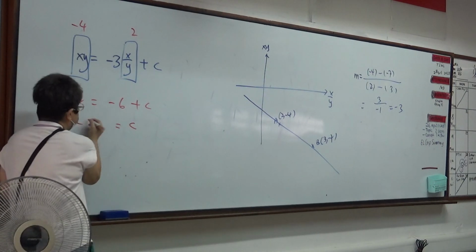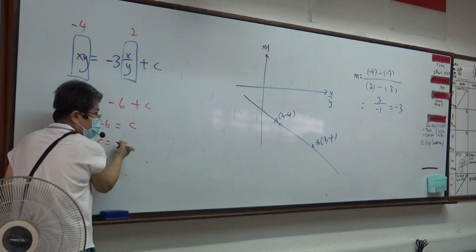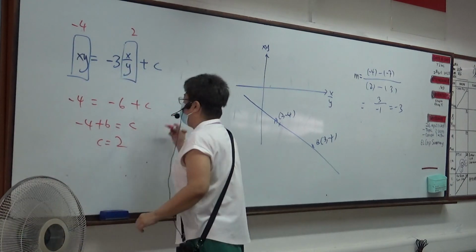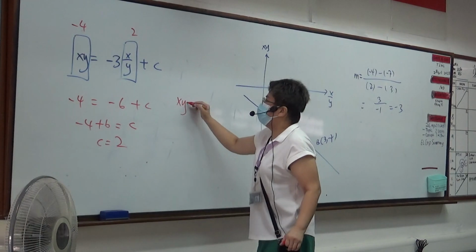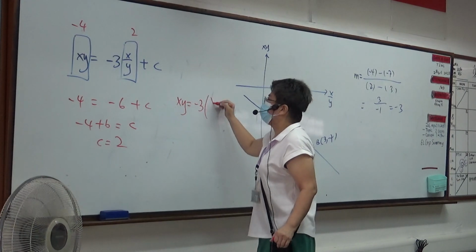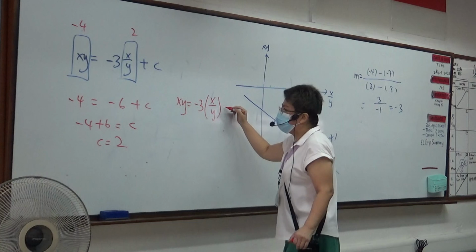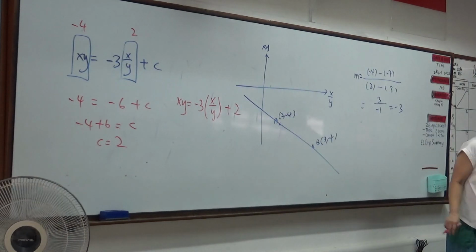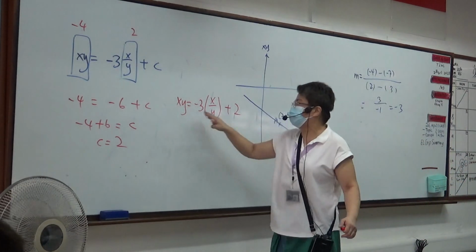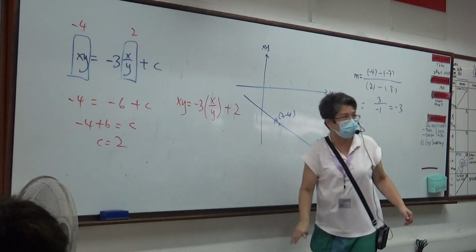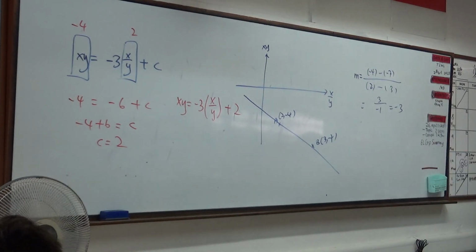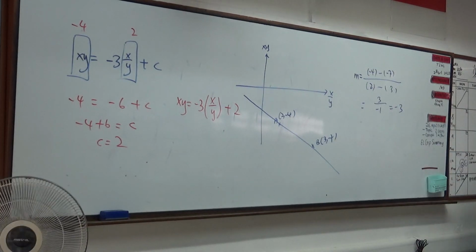C is what? Negative 4 plus 6. So what's my C? C is 2, correct? Now, if I can find that, that means x over y is negative 3, x over y plus 2. Can you see what I'm talking about? This is my vertical axis, this is my horizontal axis, gradient, intercept. Can you see? But the question says, show that it reduces to this form.